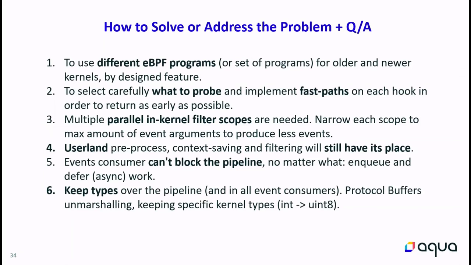With all that has been said, these are the conclusions. Use different eBPF programs or sets of programs for each feature you would like to have, depending on the kernel versions you would like to support. Select carefully what to probe and return from the hooks as fast as you can. Have multiple parallel in-kernel filters. Userland pre-processing, context saving and filtering will always have its place. Events consumers cannot block the pipeline no matter what, or else event loss will happen.